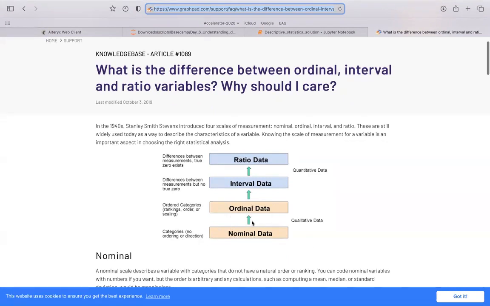If you talk about ordinal data, then you have ordered categories. You can rank it, you can order it, or you can scale it. Interval is the difference between the measurements. The ideal way of saying it is the difference between the two measurements, but you cannot have a true zero. Ratio data is also between the two measurements, but a true zero exists.